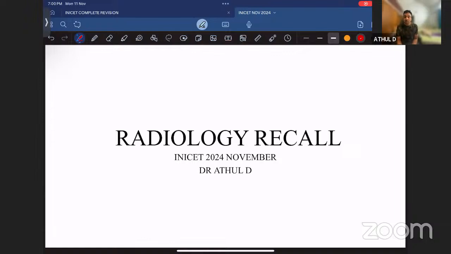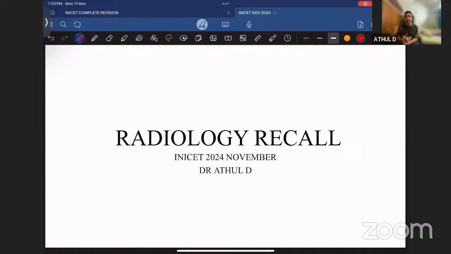And as I always tell, the importance of this recall section is not to check whether you have done the answers correct in the exam. It is to understand and improve for the further upcoming exam. So that is the concept of seeing these recall sessions.